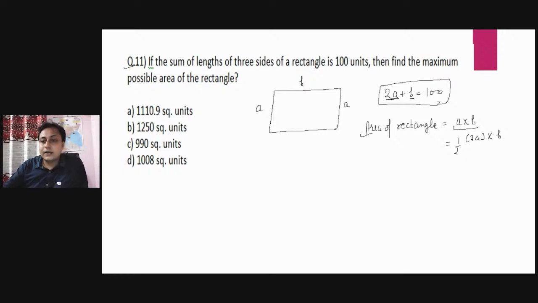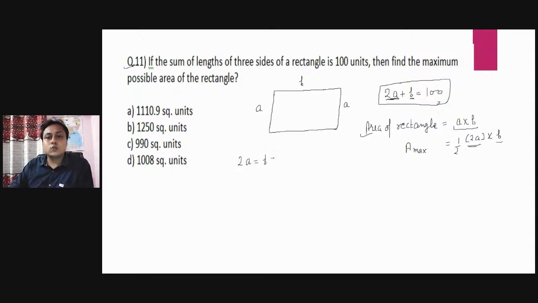So guys, area of rectangle कितना है? Half of 2A into B. So you have to maximize this area, right? So basically, the sum of 2A plus B is constant. Sum of two quantities is constant, and you have to maximize the product of these two quantities, means 2A into B, because 1 by 2 is constant here. So right. So ये maximum कब मिलेगा? When these two quantities are equal, means 2A equals B.